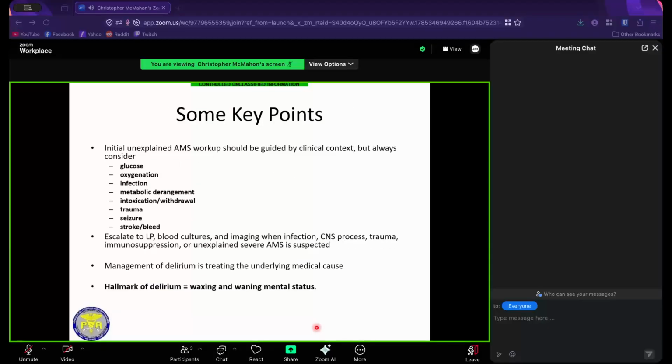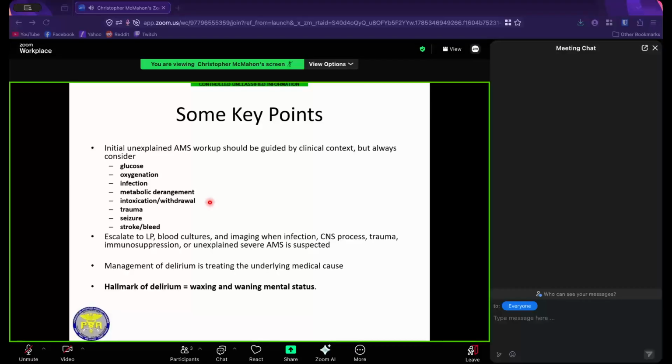All right. Key points: an unexplained AMS workup should be guided by the clinical context, but always consider glucose. Hypoglycemia is one of the fastest, easiest things to treat, and you can say, oh, I don't have to do this whole big workup. Probably still have to, but it's one of the first easily treatable ones you need to consider. Oxygenation: COPD patients can end up hypoxic very easily. We watch for infection, metabolic derangement, intoxication, withdrawal.